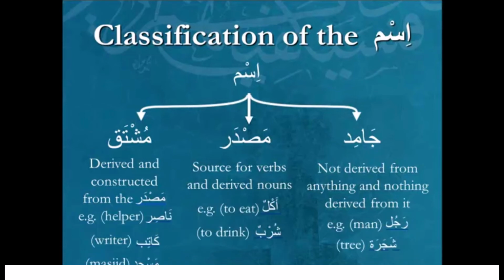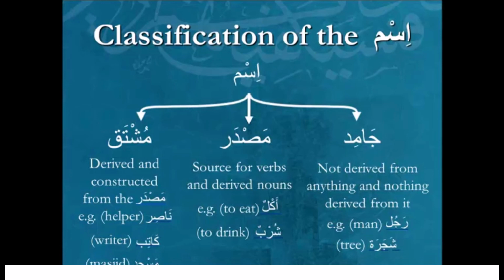Look underneath. On the right side, underneath Jamid, we have the word Rajul, which means man, and the word Shajara, which means tree. Notice that they're both nouns. They're pure nouns. So there's no hitting or helping or sitting or standing. There's no verb-like meaning in there. There's no action component to it. It's just a noun. It's a reference to an object or a person. So Rajul and Shajara are examples of Jamid.